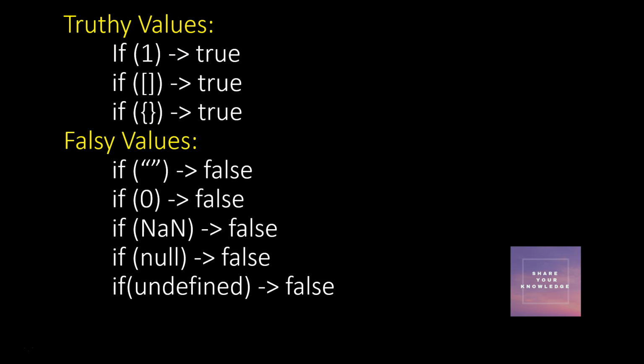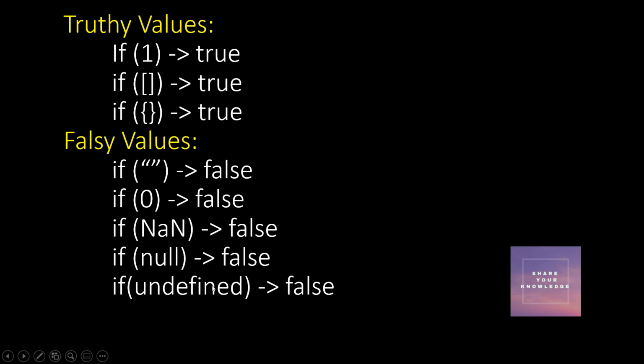If the value is one, it means true, and it will execute whatever is inside the if condition. Likewise for an array, an empty array, and an empty object, all are true. But if you have an empty string, it means false, so whatever you have put inside the if condition will not execute. Likewise for 0, NaN, null and undefined.